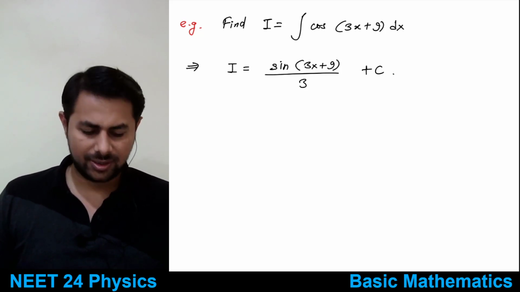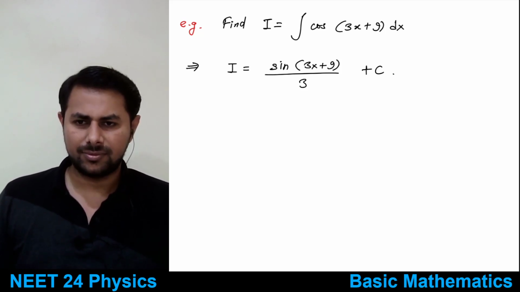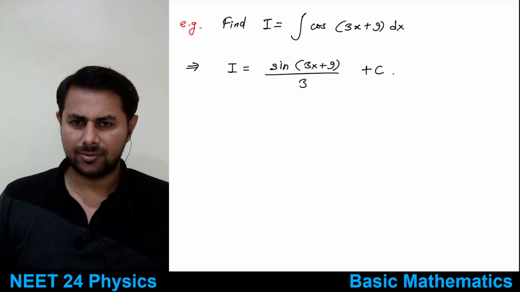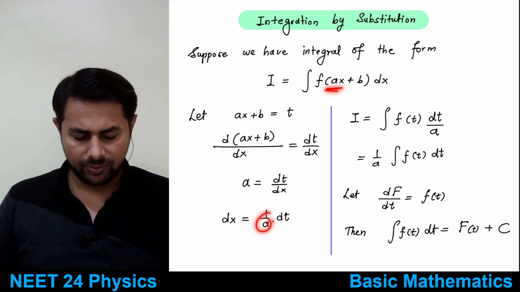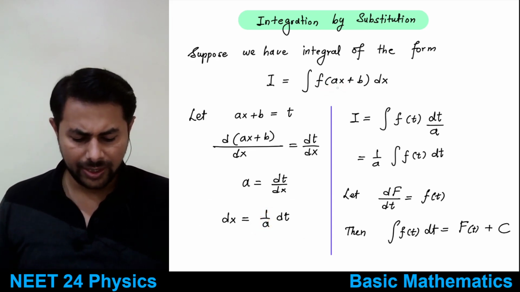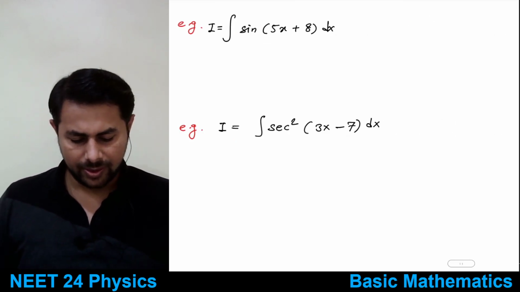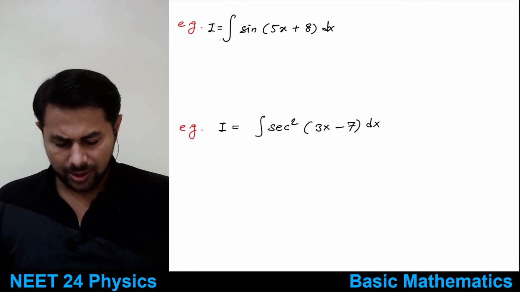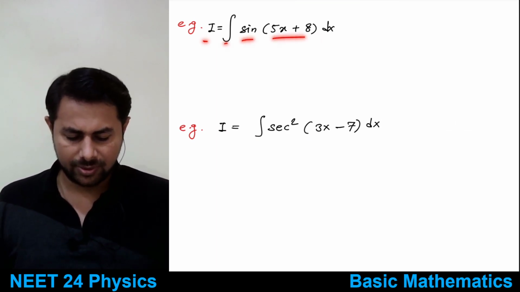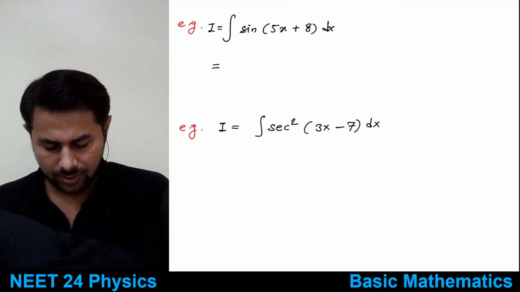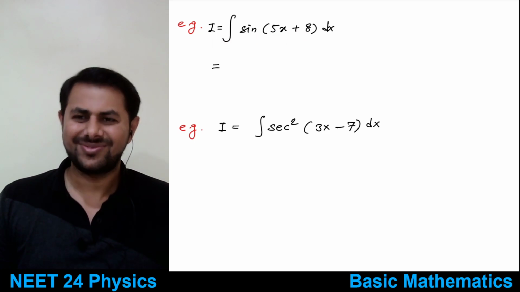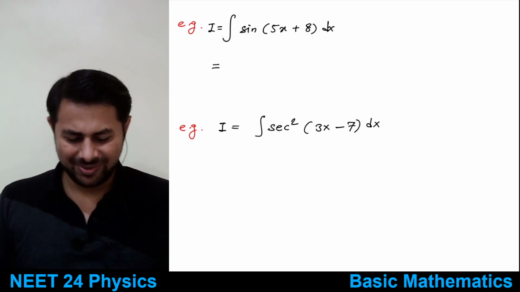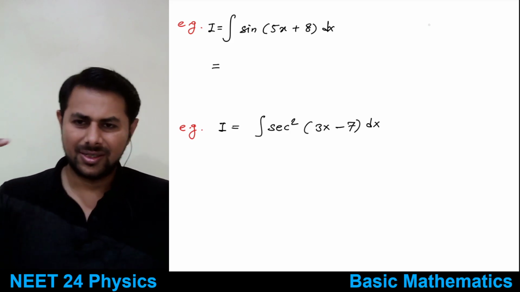Is this clear? Okay, so the a that we are talking about here, we just have to divide by that a, if the integration is of this form. Then for an example, I is equal to the integration of sine of 5x plus 8. What will be its integration? Cos or minus cos? Minus cos. Good, it will be minus cos, because you know that if you take the derivative of cos, it is minus sine.